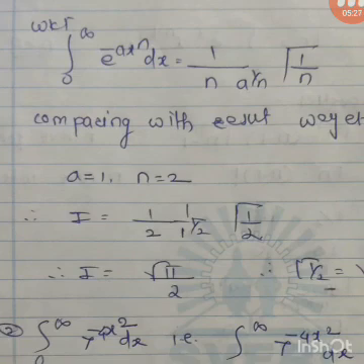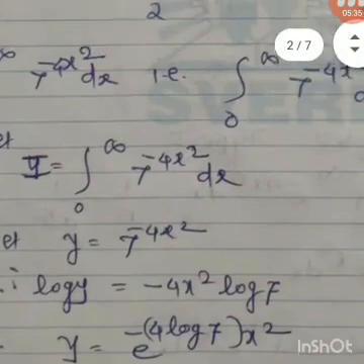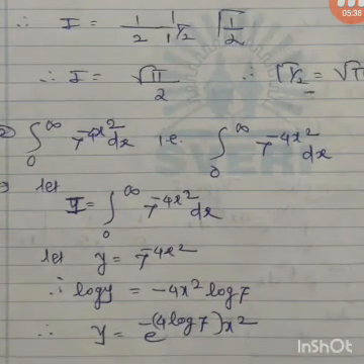Okay, let's consider a second example now: the integral from 0 to infinity of 7 raised to minus 4x square dx. Now if we observe, the example is not in the standard form, that is, e raised to something is not there, there is 7 raised to something, but a single term is there. That means the limit is 0 to infinity and a single term is there. That means it is an example of type 1, just by observation we can say that.